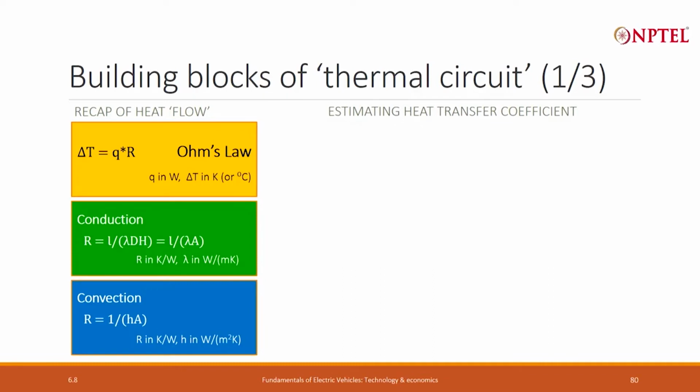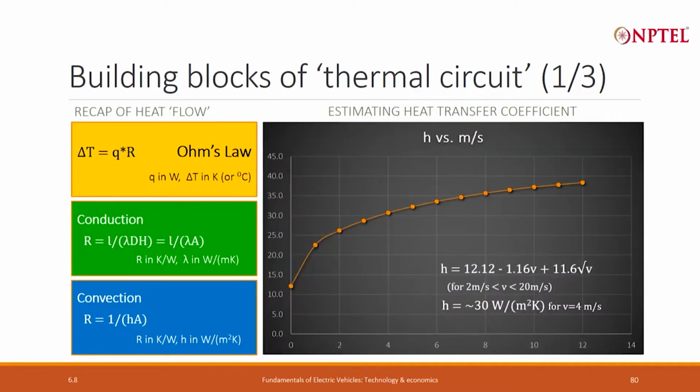There are some empirical formulas. I will give you one formula: H is equal to 12 minus 1.16 V plus 11.6 root V. This is broadly a formula that holds true for velocity in the range of 2 meters to 20 meters per second. We are not going to be applying anywhere near 20 meters per second because it will be like a cyclonic storm. The speeds that we encounter for the airflow will be much smaller than this. So, typically we can say that this equation is valid for the normal design condition in which our motor will operate.